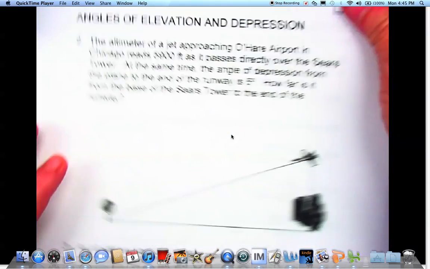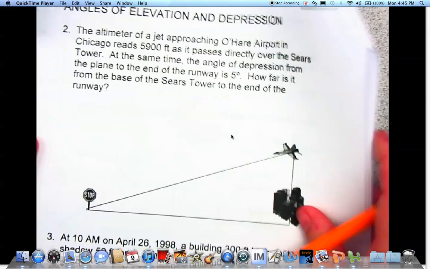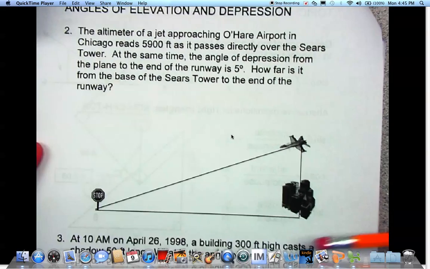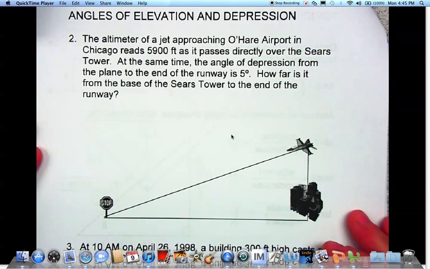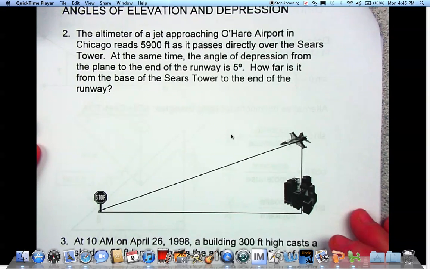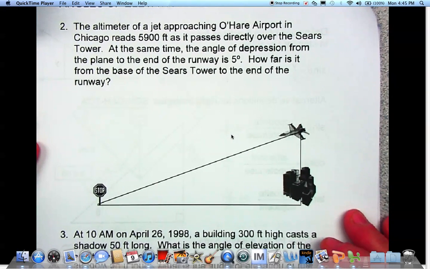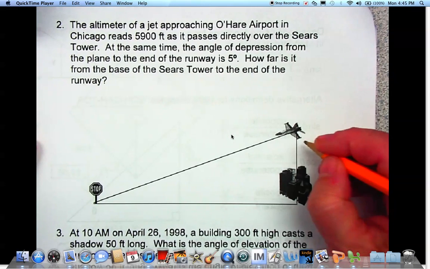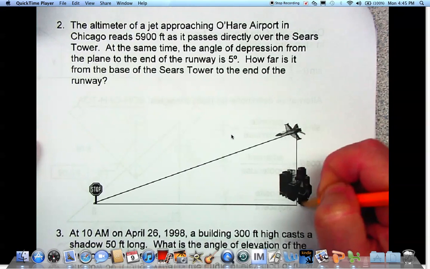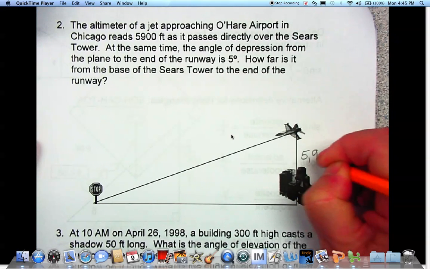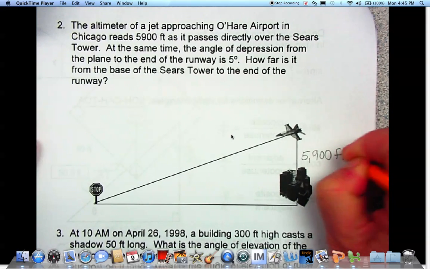Okay, now, mainly you're going to be doing word problems, okay? All right, so the altimeter of a jet approaching O'Hare Airport in Chicago reads 5,900 feet as it passes directly over the Sears Tower. Okay, so here's the airplane passing directly over the Sears Tower, so this is 5,900 feet.